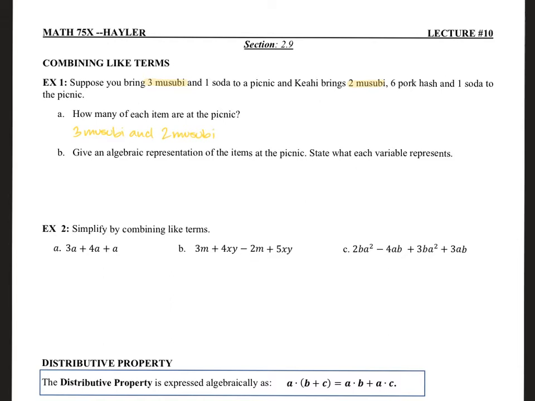What else do we have? We have 1 soda and another soda. So 1 soda and 1 soda. And then what else do we have? And 6 pork hash. Alright, so 6 pork hash.